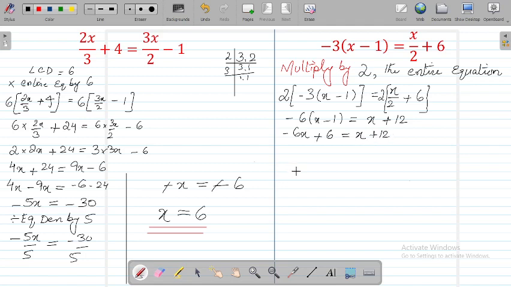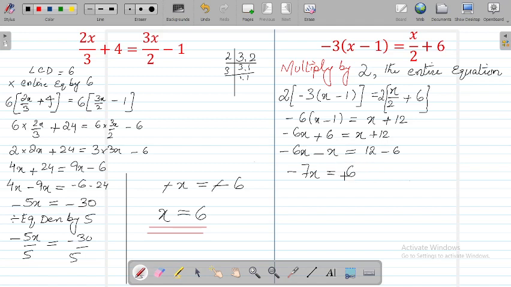Now we are interested in the value of x. We can take all the x on the left hand side, so minus 6x, and plus x will go on the other side. On the left hand side it will become minus x is equal to 12 minus 6. So minus 6x minus x is equal to 12 minus 6. Minus 6x and minus x is going to be minus 7x is equal to 12 minus 6, which is going to be 6.